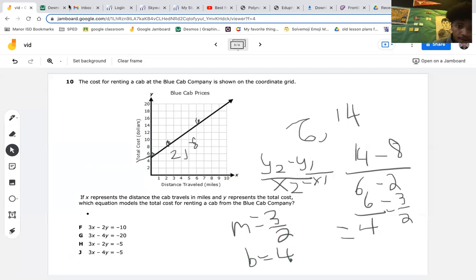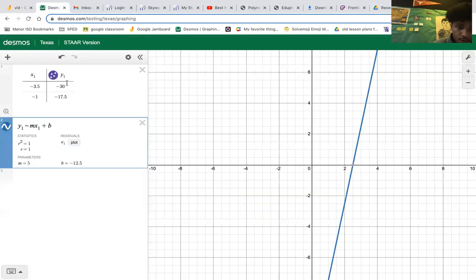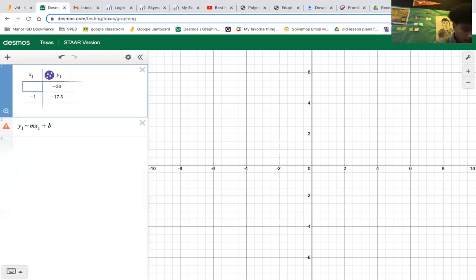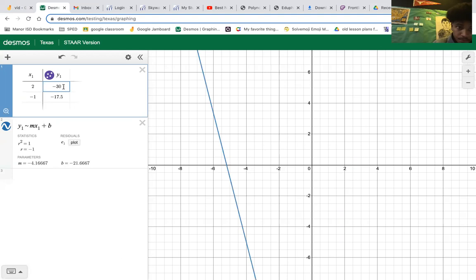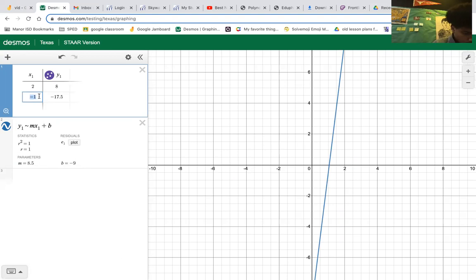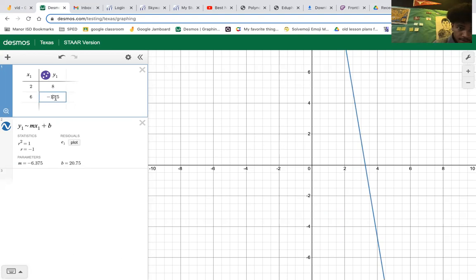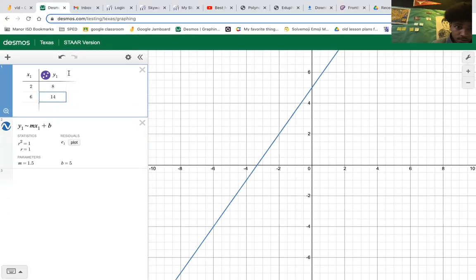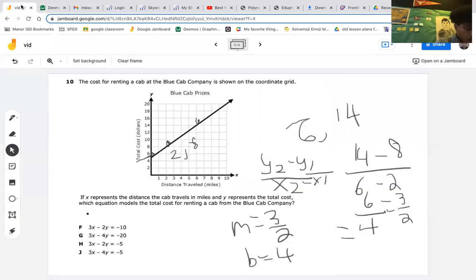And of course, we could have done it with a calculator as well. I'll first put in 2, 8, and a 6, 14, because we just needed 2 points off that line. And here we go. So yeah, we were right. Slope is 1.5, which is the same thing as the fraction 3 over 2. The y-intercept is 5. So I wrote the wrong number, but the y-intercept is 5.